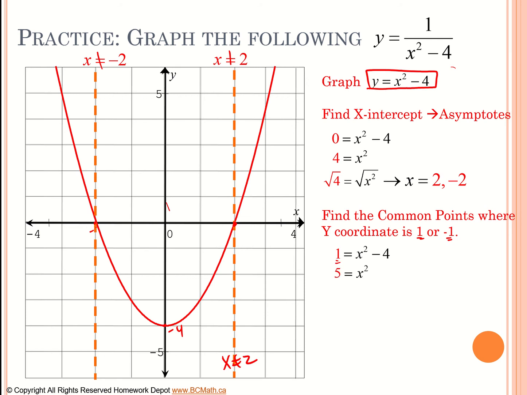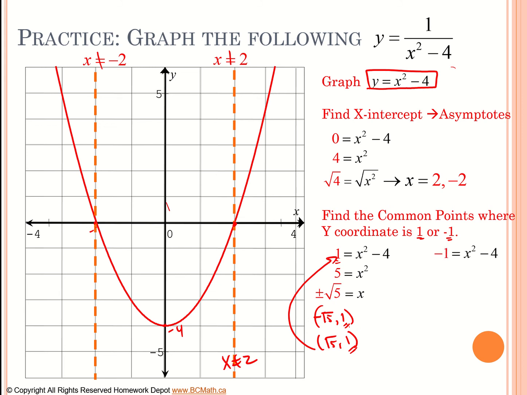Okay, so you move the 4 over, you square root it, you get plus or minus 5. So what that means is, the common points will be x is -5, and the y value is going to be 1. And then x could be +5, and the y value is also 1. And you know it's 1 over here because you made y equal to 1 in that equation.